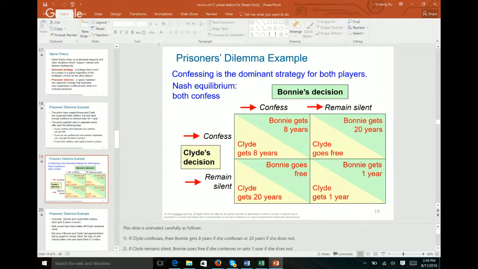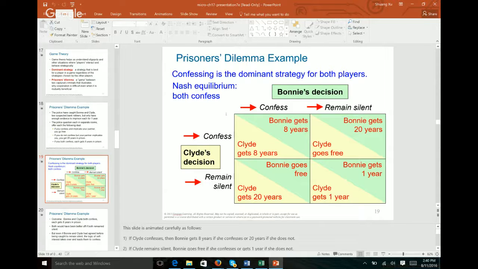But if Bonnie decides to remain silent, and Clyde also remains silent, then the DA doesn't have enough evidence, so each person only gets 1 year in jail. But if Bonnie decides to stay silent, and then Clyde decides to confess, then Bonnie gets 20 years and Clyde goes free. And vice versa over here, if Bonnie decides to confess, and Clyde decides to remain silent, then Clyde will stay in jail for 20 years, and Bonnie will go off free.